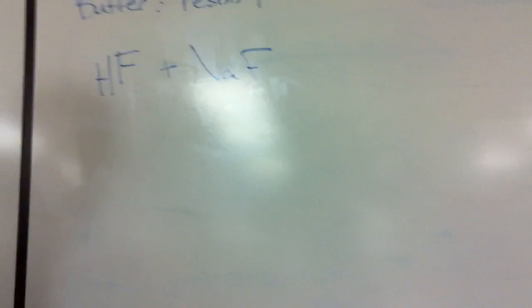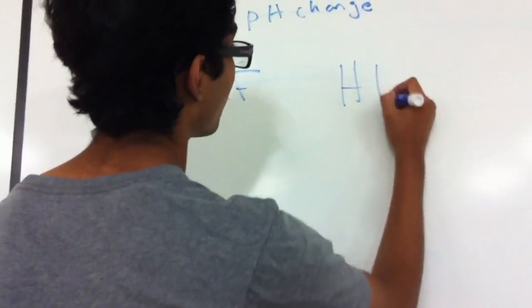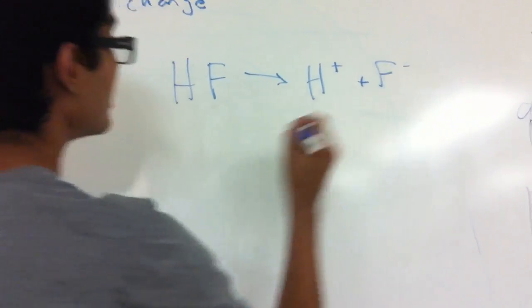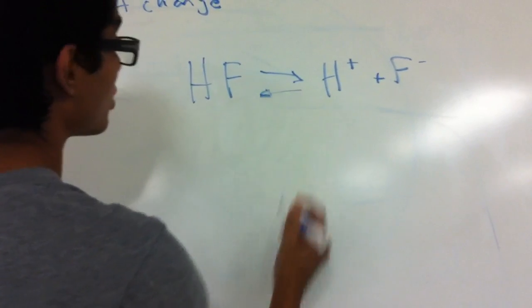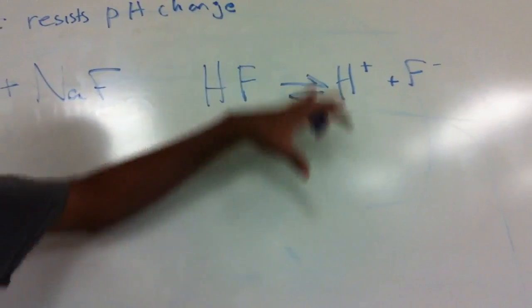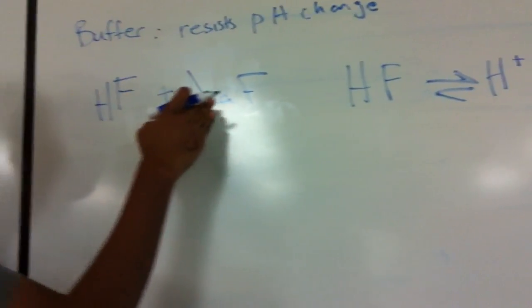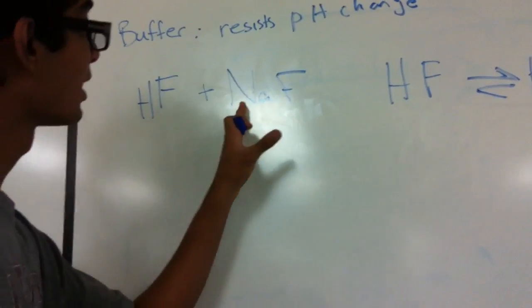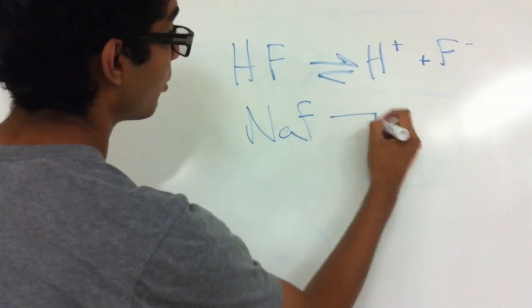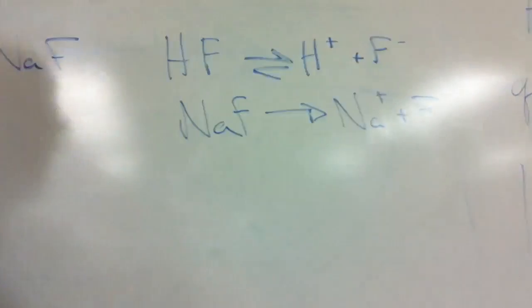So the thing is, if an acid is weak, that means it doesn't totally dissociate. So we could say that HF becomes H plus and F minus. But since it's weak, this reaction is in equilibrium. So it exists in equilibrium, partially dissociating into H plus and F minus. However, the salt of the weak acid isn't itself weak, so it can dissociate completely. So you have NaF completely dissociating into Na plus and F minus.